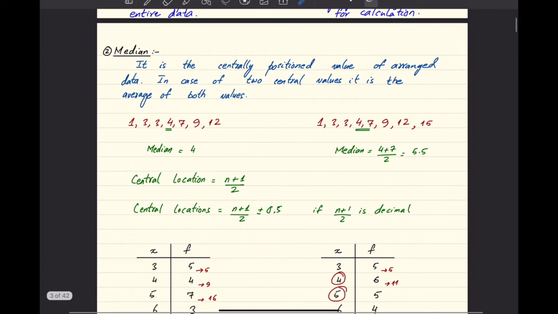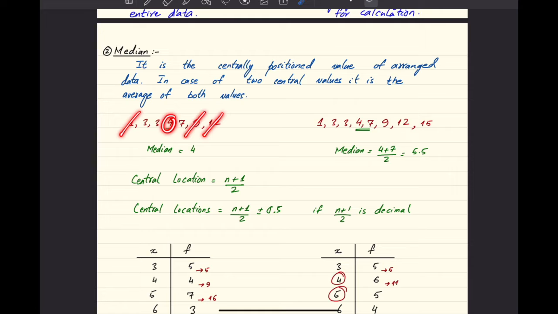Another possible measure of central tendency is median. Median is the centrally located value of arranged data. So the first thing I'm going to do is make sure that the data is arranged in ascending or descending order. And then I'll see the value that's located right in the center.